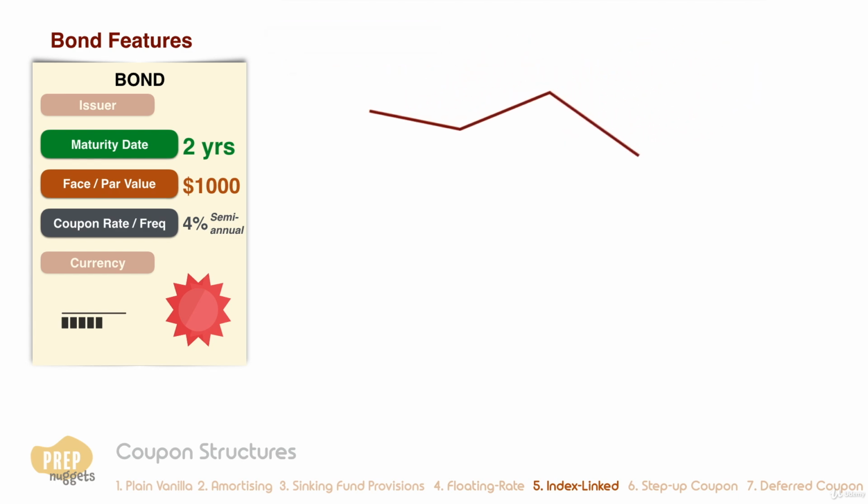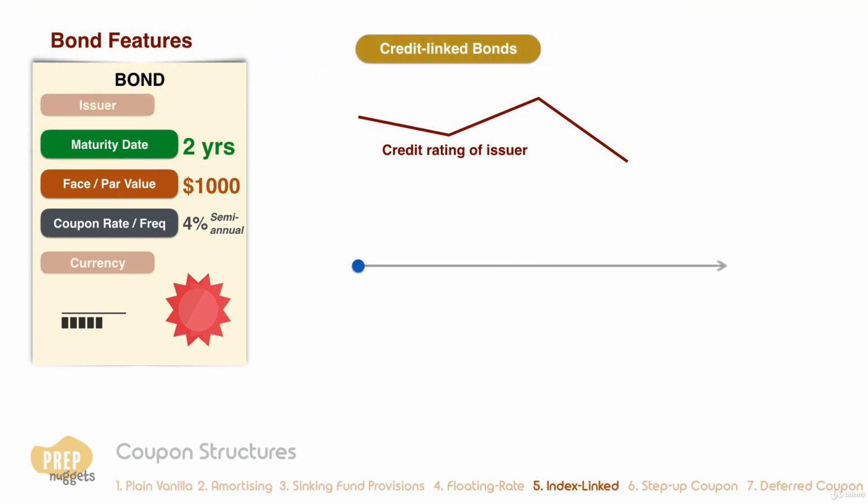Besides interest rates and indices, the coupon payments for a bond can also be determined by the credit rating of the issuer. Such a bond is called a credit-linked coupon bond. The coupon rate is inversely correlated with the issuer's credit rating. If the credit rating goes down, the coupon rate goes up. Conversely, if the credit rating improves, the coupon rate goes down.